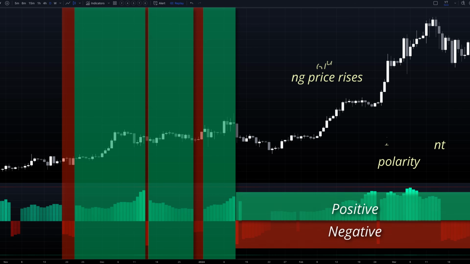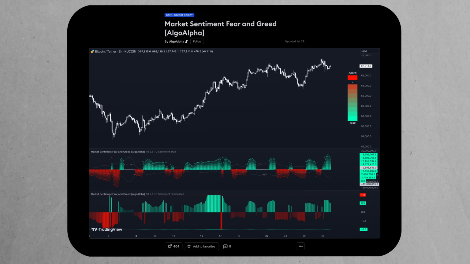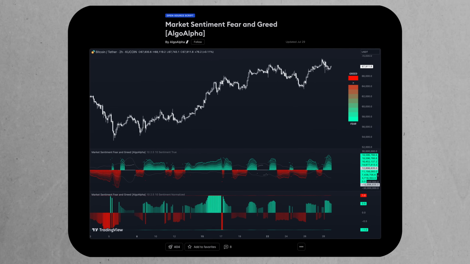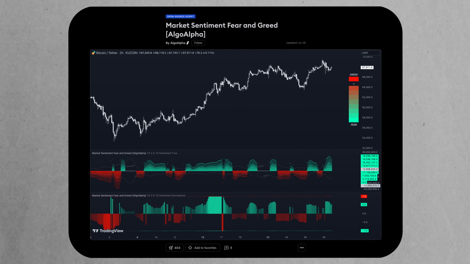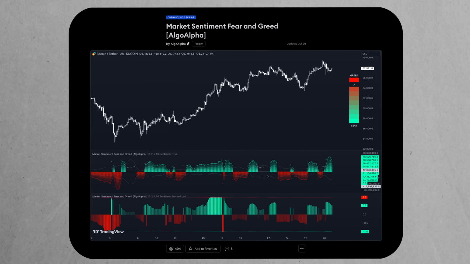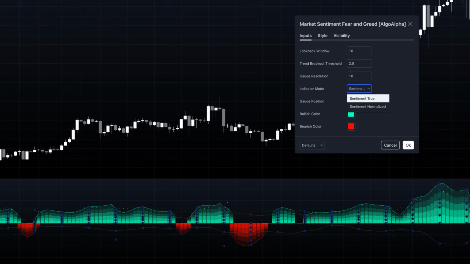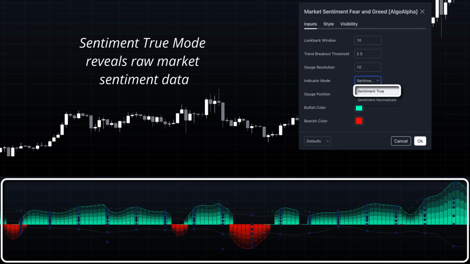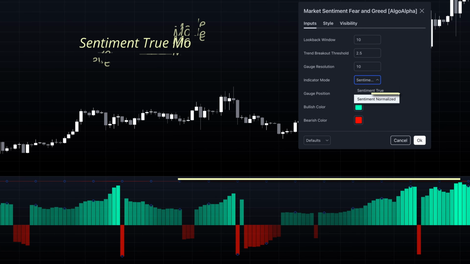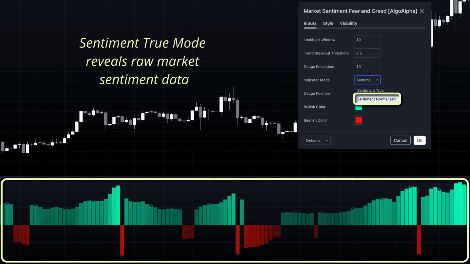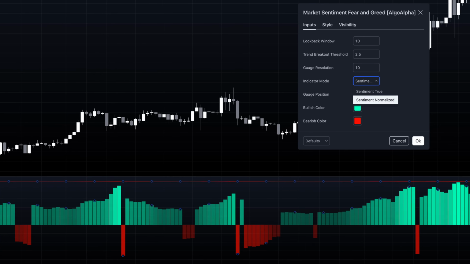positive or negative. The Market Sentiment Fear and Greed Indicator helps traders understand the overall mood of the market, whether it's driven by fear or greed. There are two modes in the indicator: Sentiment True Mode, which shows raw sentiment data, and Sentiment Normalized Mode, which makes the sentiment easier to understand by putting it on a simple scale.